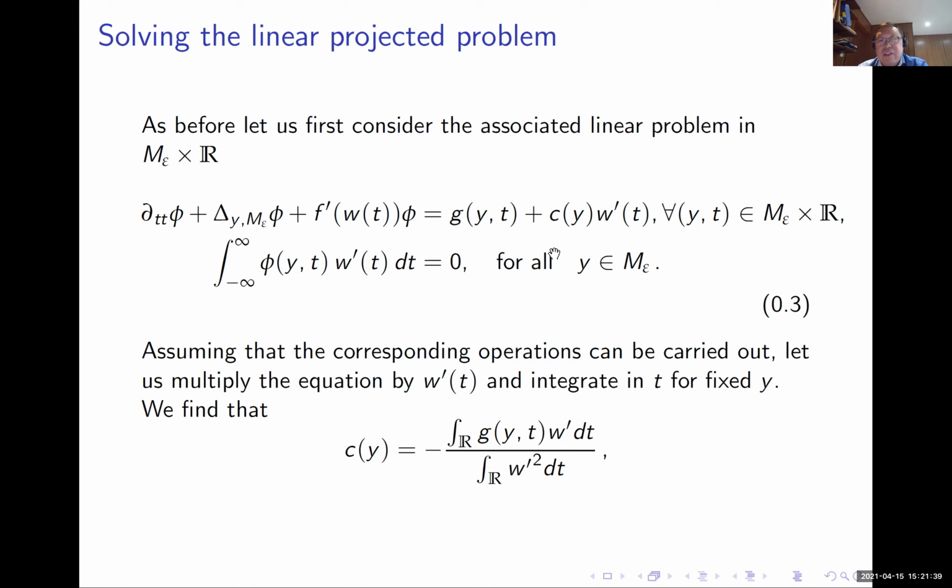Now, first of all, as before, the C can be controlled by G. If you can find a solution, just multiply by w' and integrate both sides, and you can get your C. So C is basically controlled by G. So you can assume C equals 0. We can just assume C equals 0. Right?